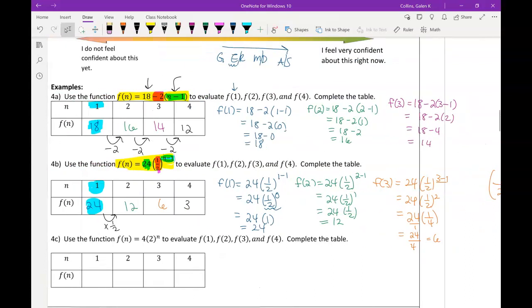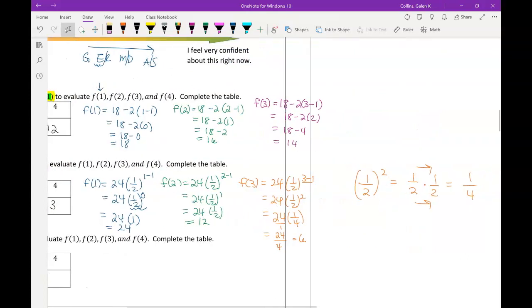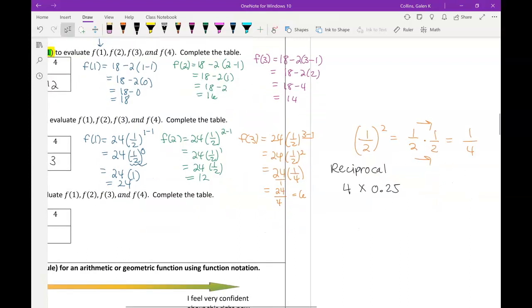We define reciprocal as, I'm going to write it out here. Reciprocals are two numbers that have a product of 1. So for example, the number 4 and then the number 0.25 are reciprocals because they have a product of 1. You may also recall that 0.25, I could write that as 25 over 100, but that would be the same as 1/4.